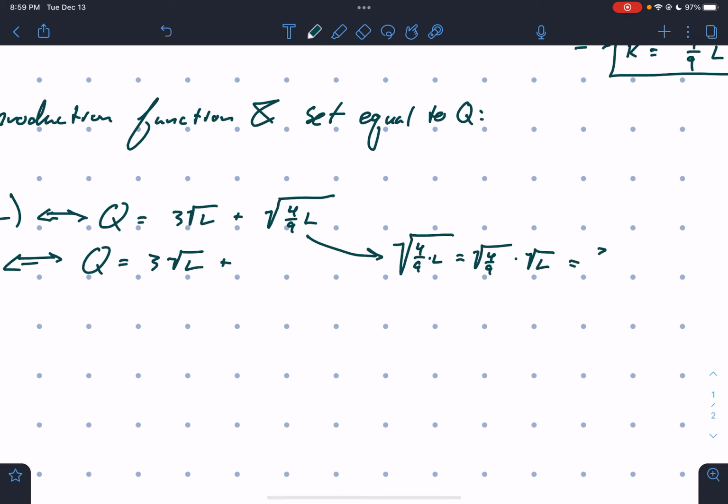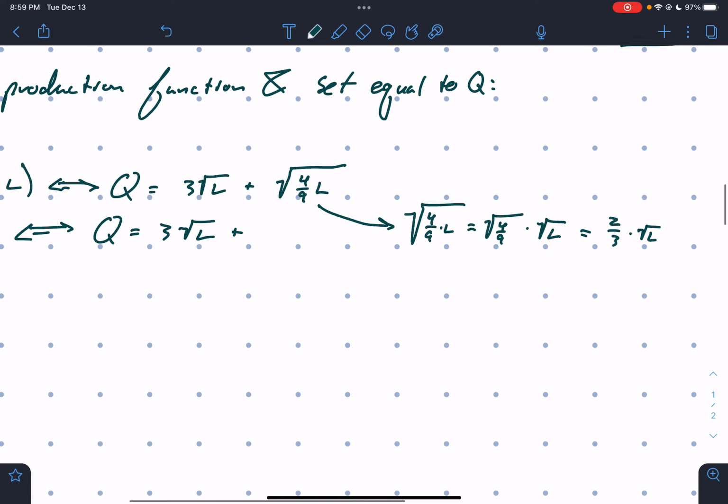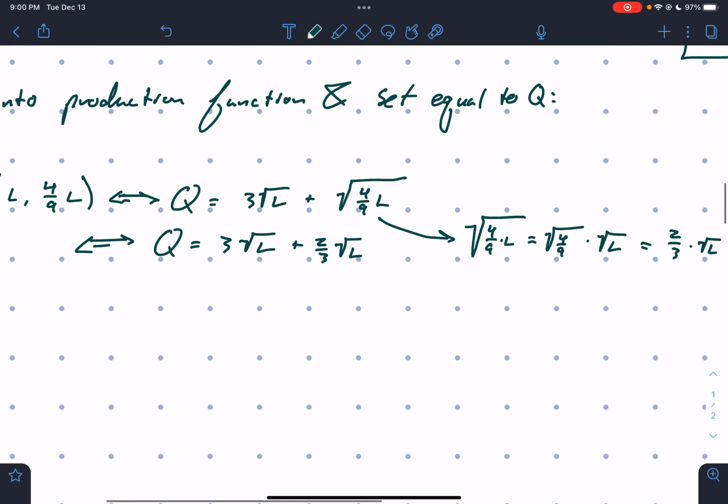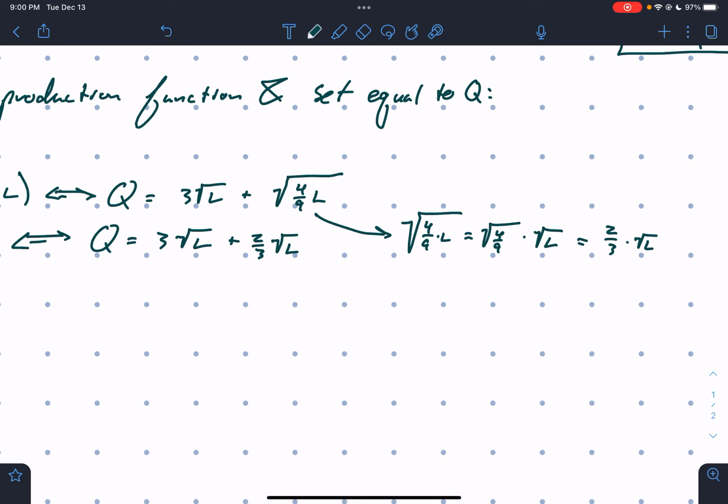So this is going to be 2/3, because the square root of 4 is 2, the square root of 9 is 3, and then the square root of the fraction is the fraction of the square roots. So that's how I get this. I'm going to write this right here. So it's 2/3 root L. So I just did a bit of an aside to show you how I get from here to here.